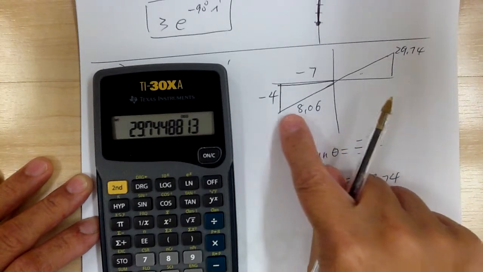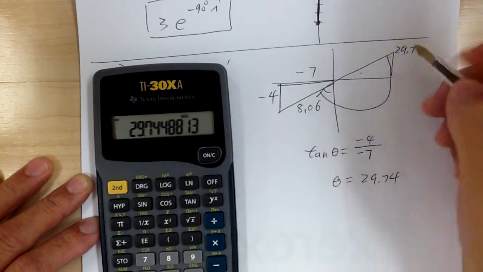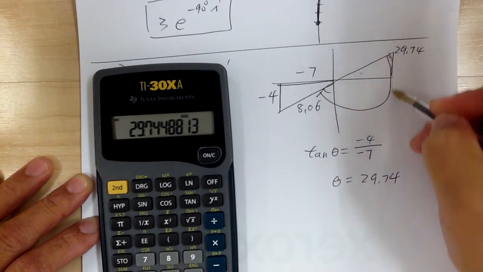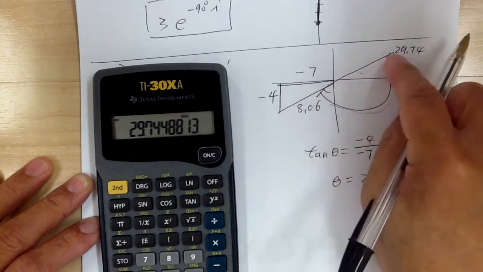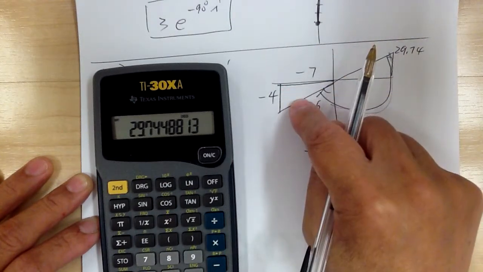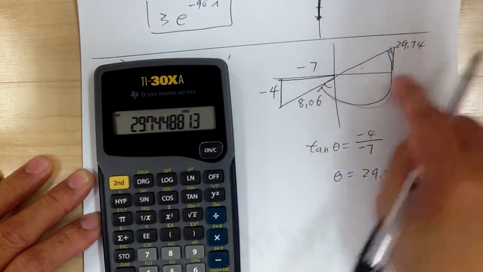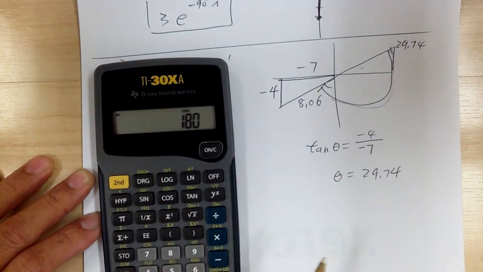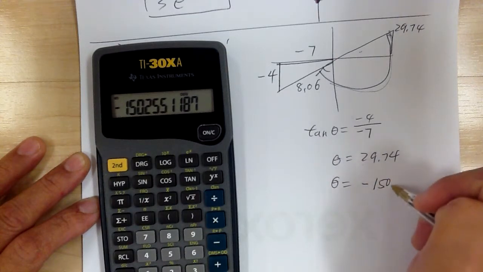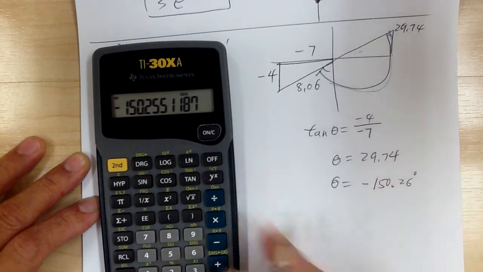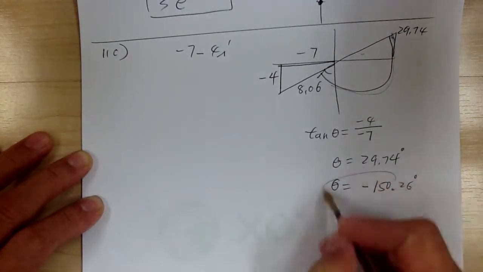Now to get this angle, you just have to go this way. So you have to minus 180, right? When you're going backward, you have to minus. Now if you plus 180, you get this angle, but it's outside the boundary, so you cannot do that. So you have to use minus 180. So you got theta equal to negative 150.26 degrees. Okay. So now you have these 2 pieces of information.